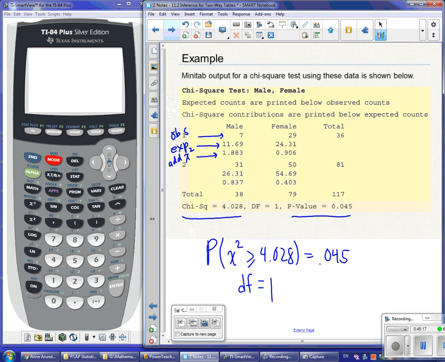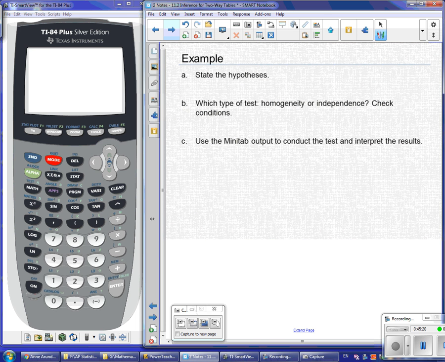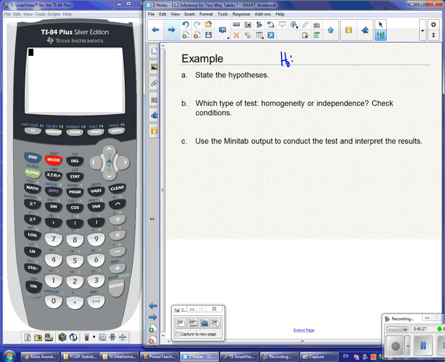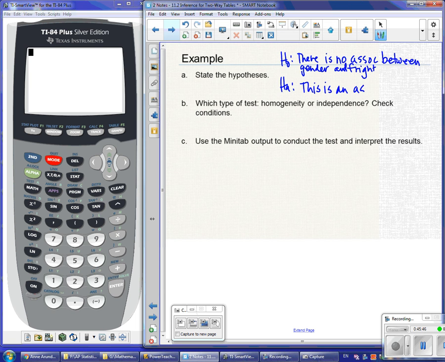If we were going to state the hypotheses, which I think is what you're asked to do first, remember if this is a test of independence, then I would say there is no association between gender and fright. And then my alternative would be there is an association. And then it says which type of test. We'd be dealing with a test for independence because we had one sample that we categorized in two different ways.